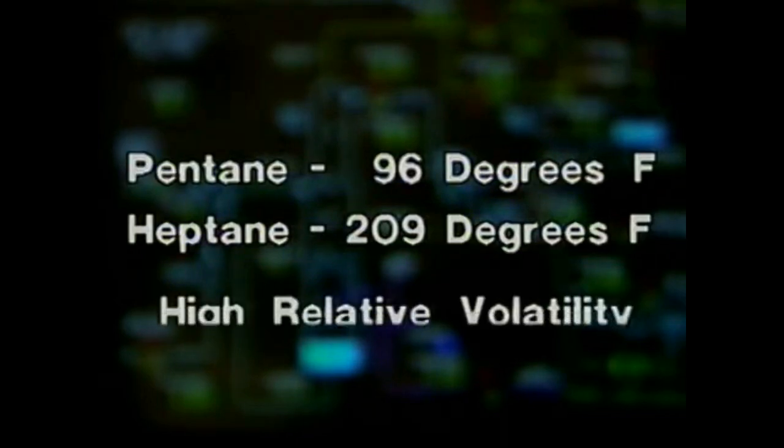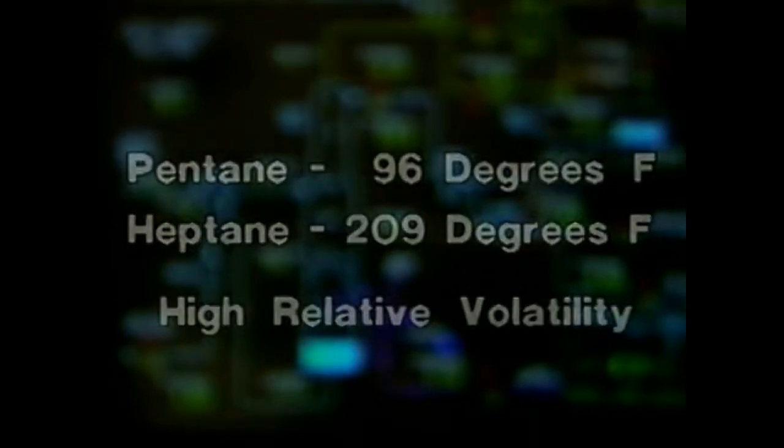Let's look at two examples. Pentane boils at approximately 96 degrees Fahrenheit at atmospheric pressure. Suppose pentane is one of the components in a liquid mixture to be distilled. The other component is heptane, which boils at approximately 209 degrees Fahrenheit at atmospheric pressure. The boiling points of the two components are relatively far apart. This mixture has a high relative volatility. It would be fairly easy to separate the two components using distillation.